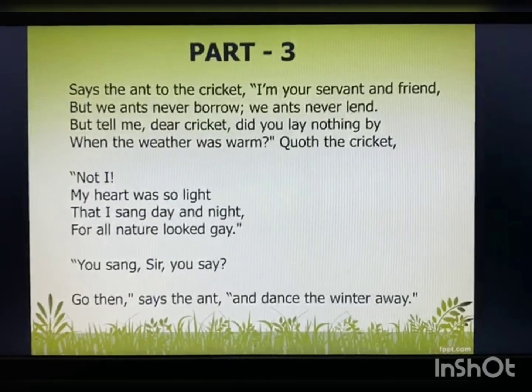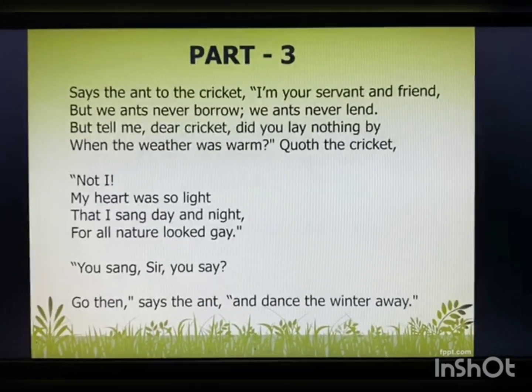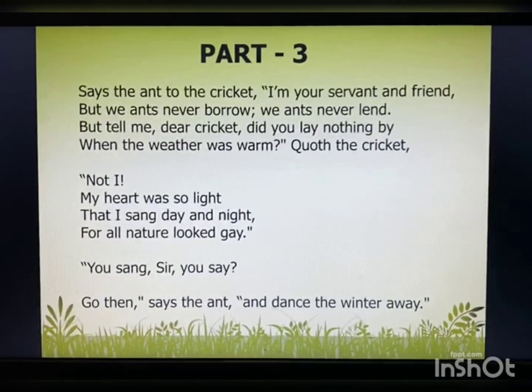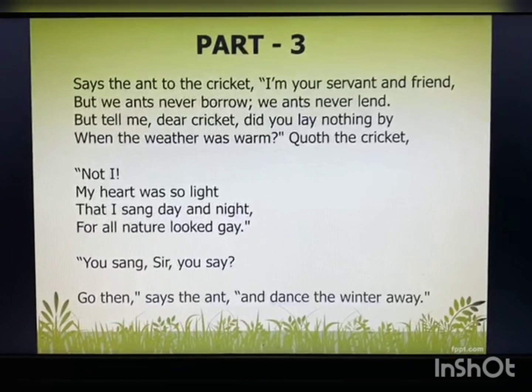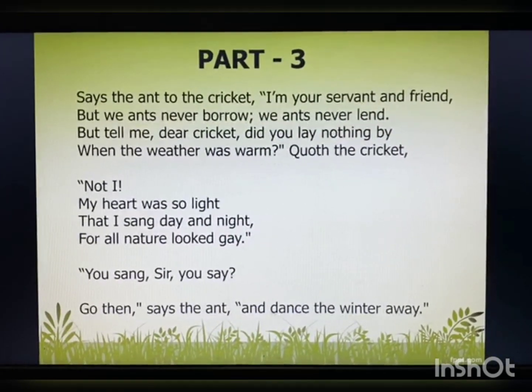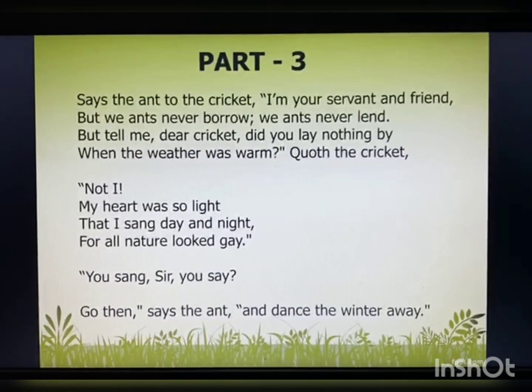My heart was so light that I sang day and night, for all the nature looked gay. Here gay means happy. You sang, sir, you say? Go then, says the ant, and dance with the winter away.